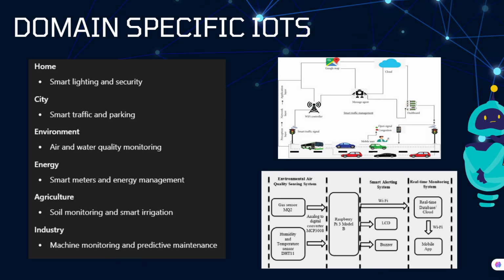In the energy sector, IoT is used for smart meters and energy management systems. In agriculture, IoT is used for soil moisture monitoring, crop monitoring, and smart irrigation. In industries, IoT is used for machine monitoring, fault detection, and predictive maintenance.